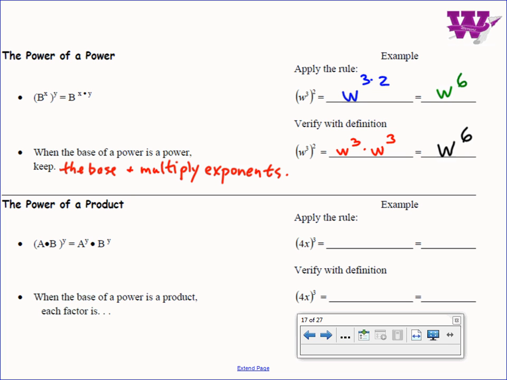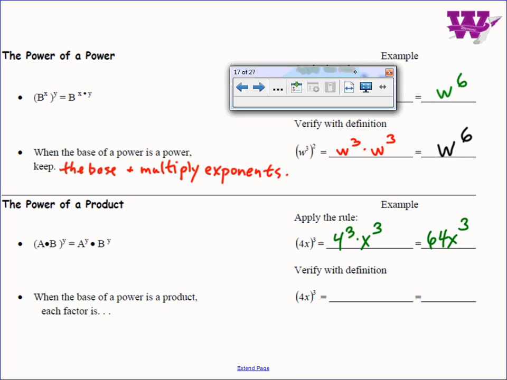The power of a product, this is what we did for our discussion with partners at the beginning. If there are parentheses, then who gets raised to the exponent? Everybody in the parentheses gets raised to the exponent. So A times B, quantity to the y, is A to the y, times B to the y. Let's apply the rule. 4x cubed is 4 cubed times x cubed. Everybody in the parentheses got raised to the exponent, which in turn is 64x cubed.